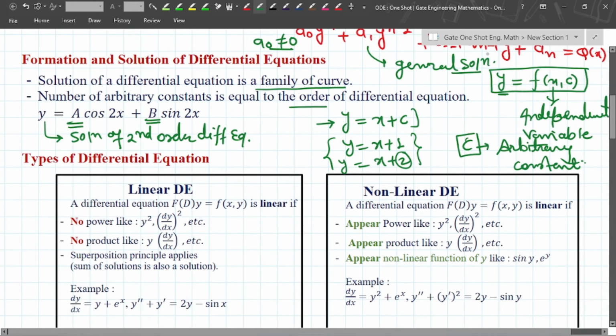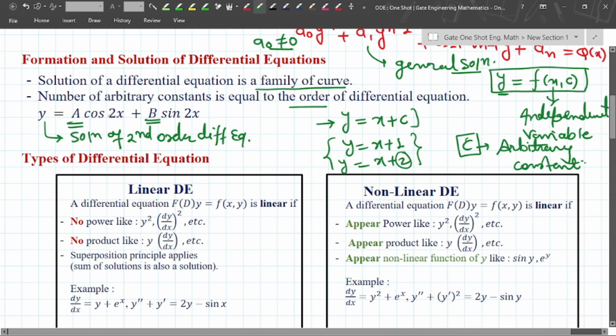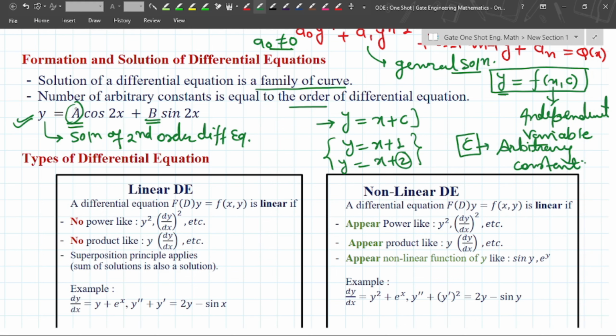You can form a differential equation using its solution. It means it is a reverse process. We can find the solution of a differential equation, and using the solution we can find the differential equation also. So if you differentiate this solution two times, you will get the second order differential equation, while the concept is that you have to remove the arbitrary constants. So basically arbitrary constants will not be there. They should be replaced with the value of y.